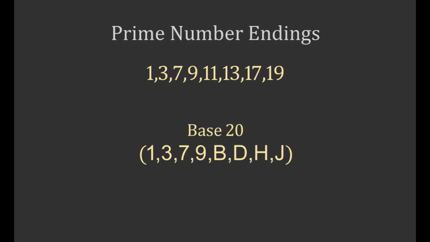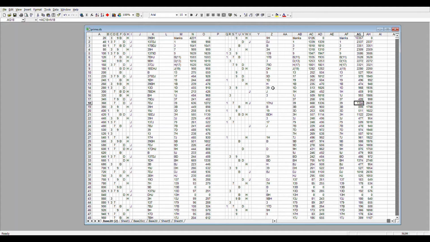Hello everyone. This video is about prime numbers. Specifically, it is about prime numbers and their endings, which after the number 10 become 1, 3, 7, and 9, and their relationship within a matrix of the known prime numbers up to around 100,000.